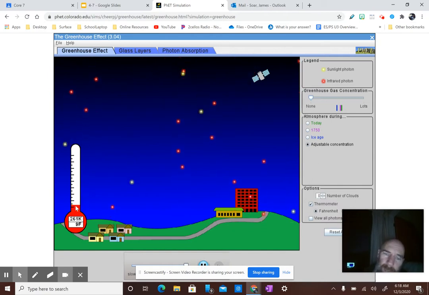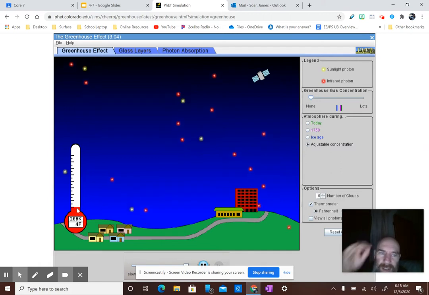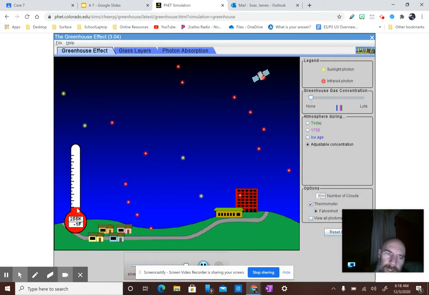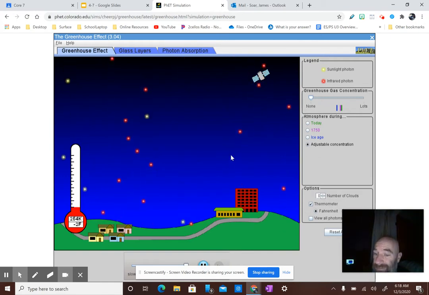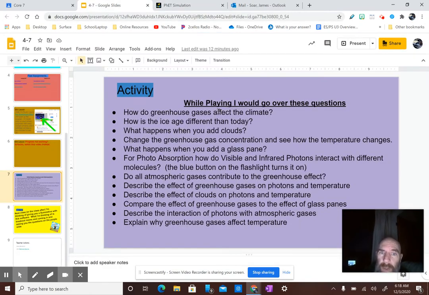This thing is dropping like my mixtape. It's down to like 8 degrees. 4 degrees, 3, 2, 1. Dang, it's like 0 right now. All right. So greenhouse gases, without them, it's cold, real cold. So into this, how do greenhouse gases affect the climate? They trap in heat. A little is good, too much is not good.